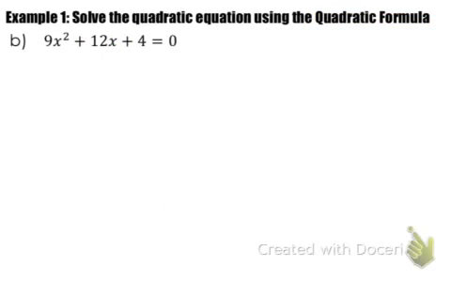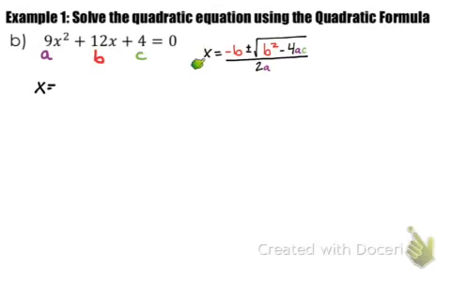So example 1, we have a second part. We have 9x squared plus 12x plus 4 equals 0. And we're going to solve this quadratic using the quadratic formula. So here's our a, here's our b, and here's our c. And it's already set equal to 0, so that's perfect. And there's our quadratic formula.